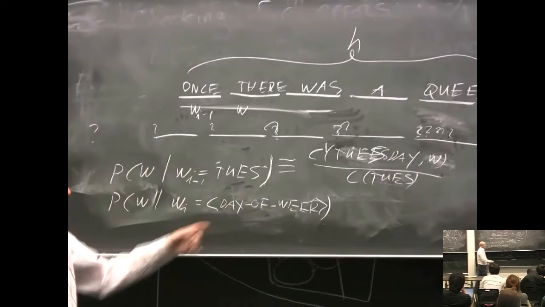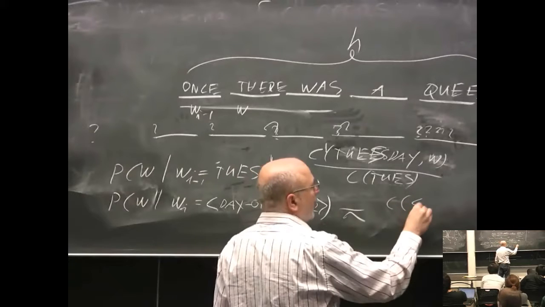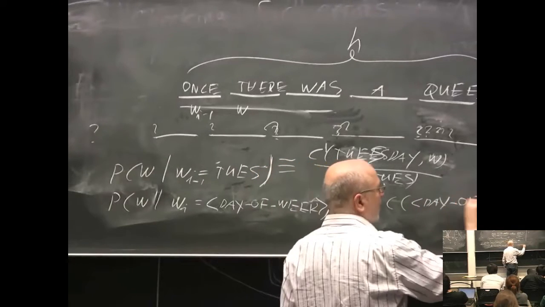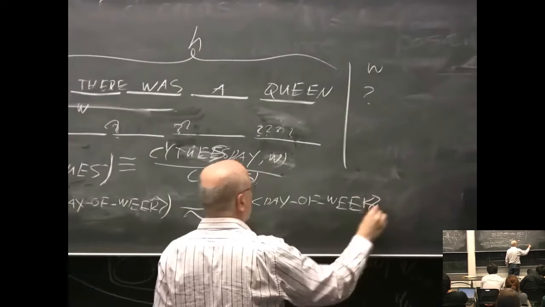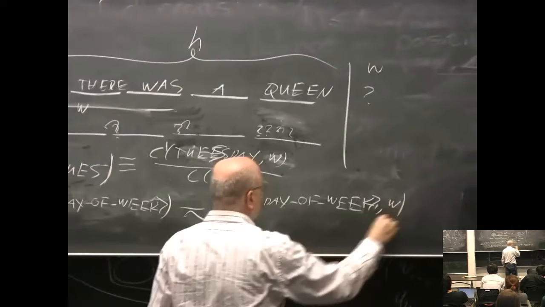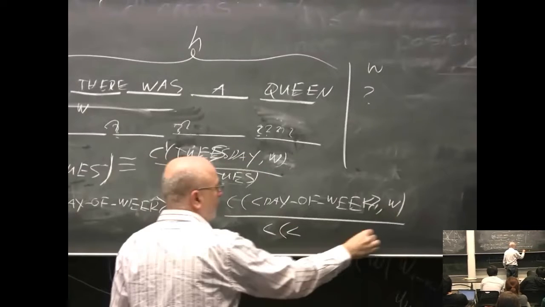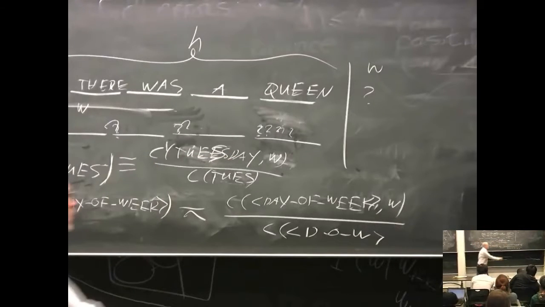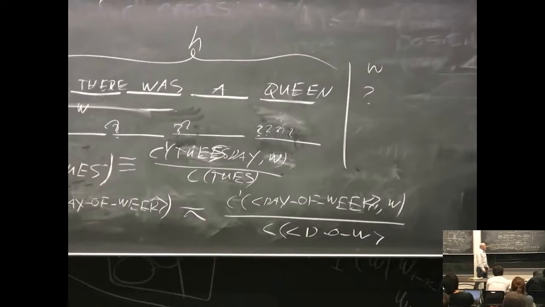If I use this, the formula is going to be similar, but any day of the week, which means any of the 7 days of the week, followed by that word, divided by how many times I saw a day of the week. And again, this would be smoothed too. So which one would be better?